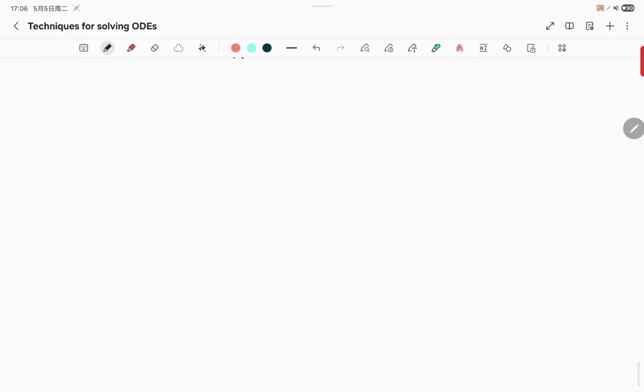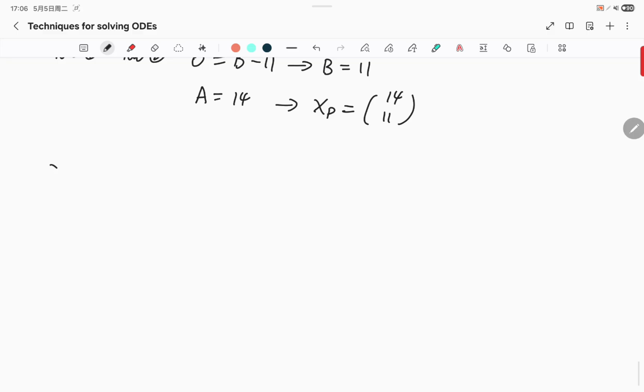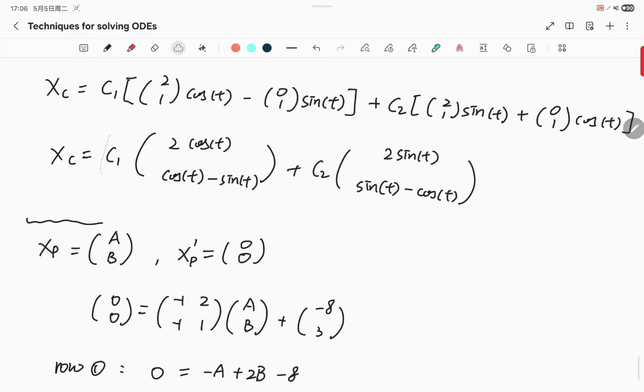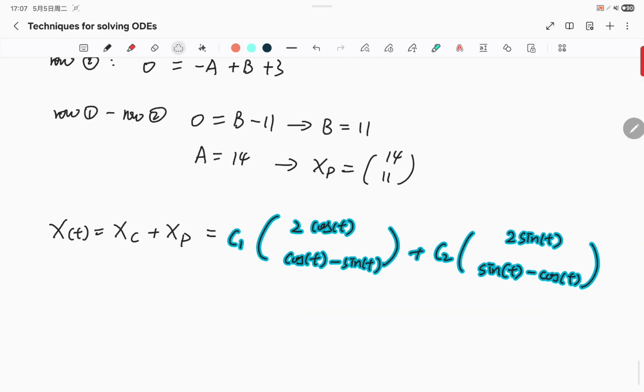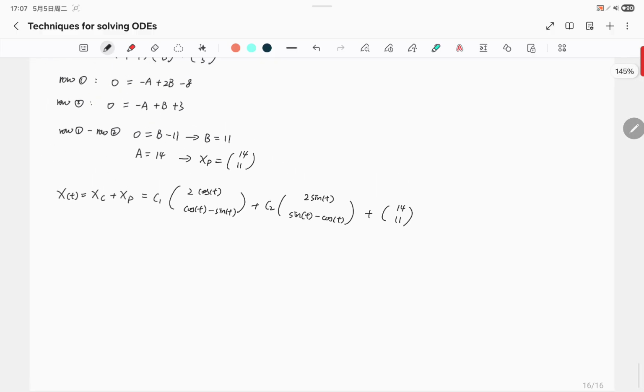My xp is therefore (14, 11). And in the end, my x of t is equal to xc plus xp, this whole thing, plus (14, 11). There you go.